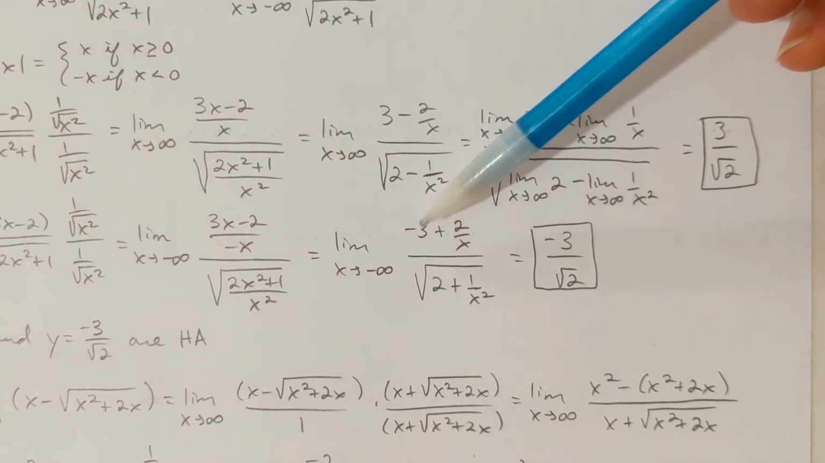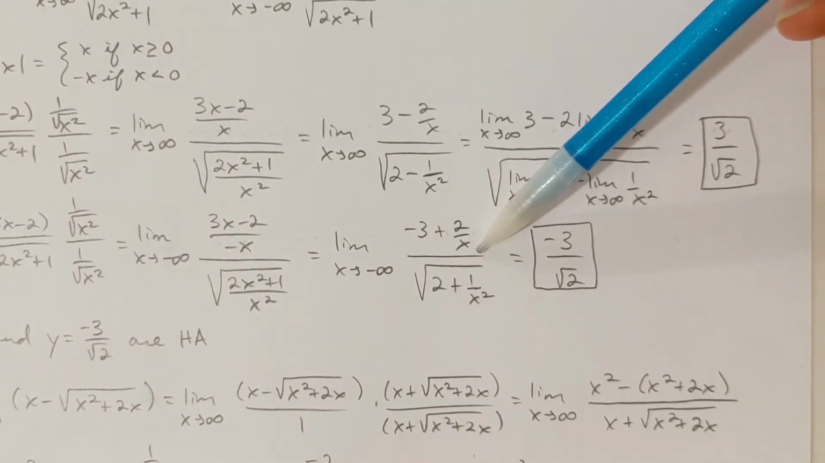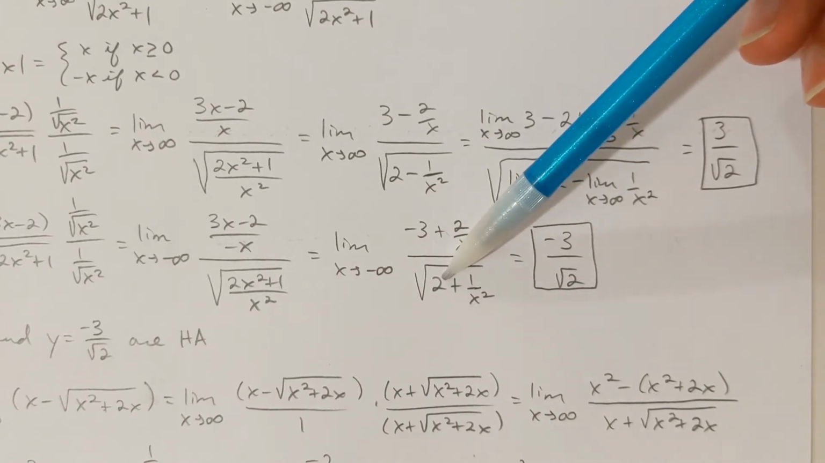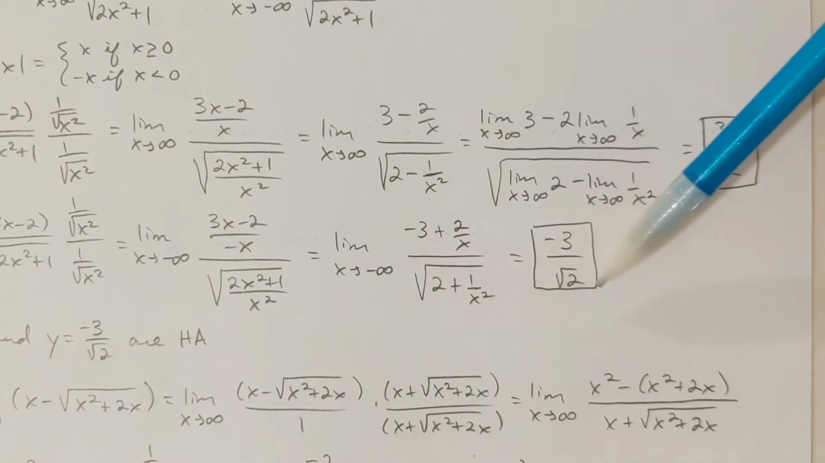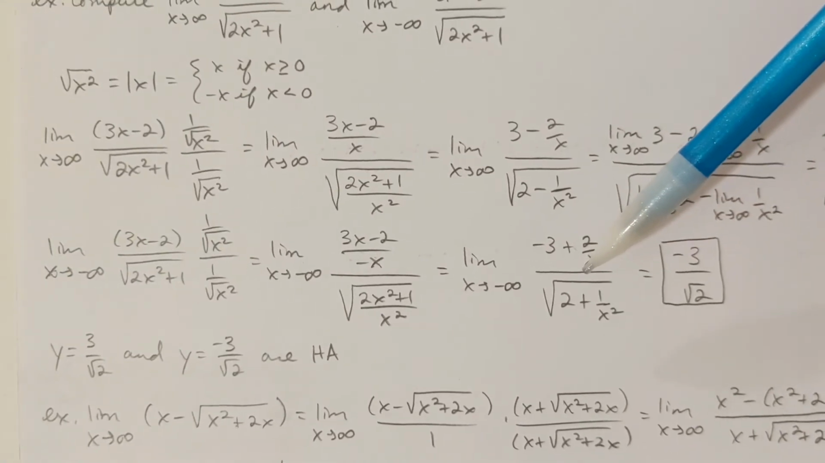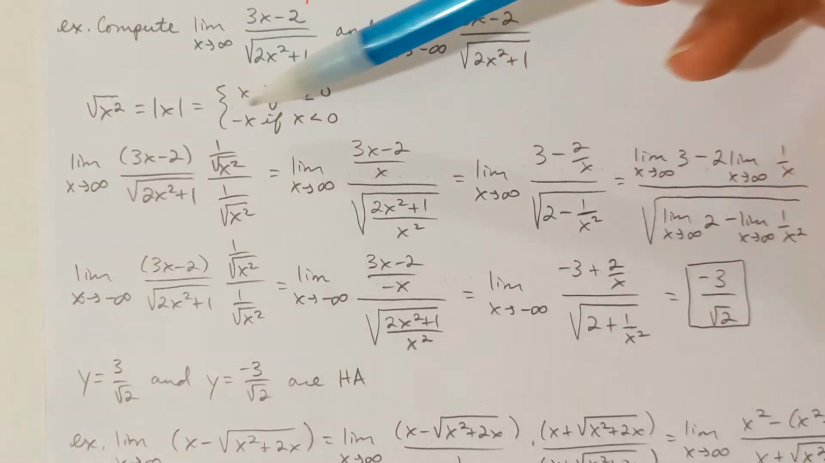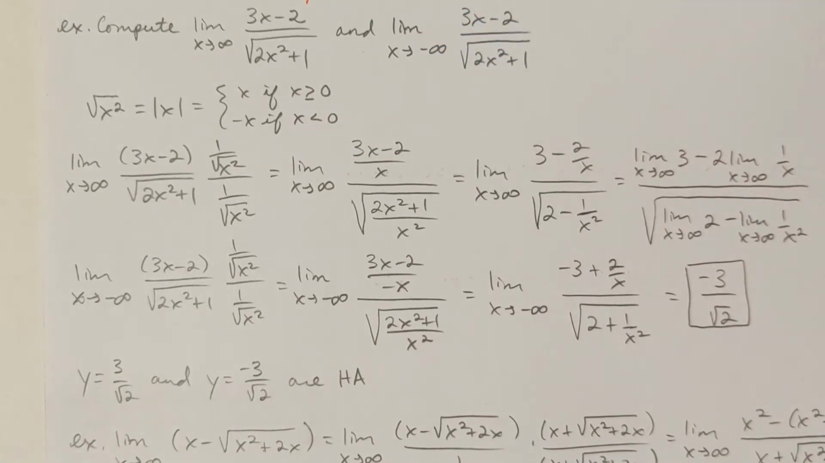Limit of a constant is always the constant. Limit as x approaches negative infinity of 2 over x, that'd be 0. Limit of a constant is always the constant. Limit as x approaches negative infinity of 1 over x squared, that'd be 0. So we end up getting negative 3 over root 2. Now, obviously in these calculations, we need to know this piecewise definition. That's a key part of the calculation.